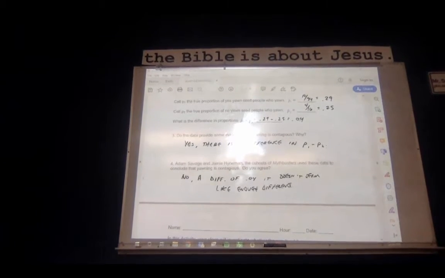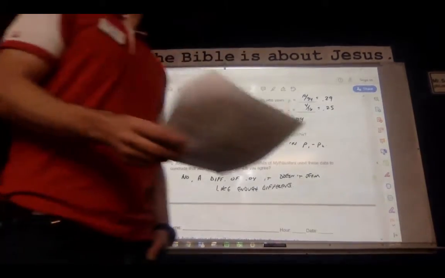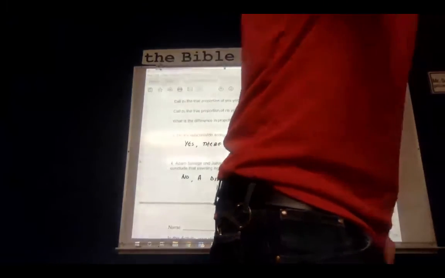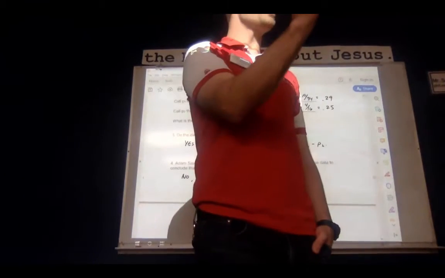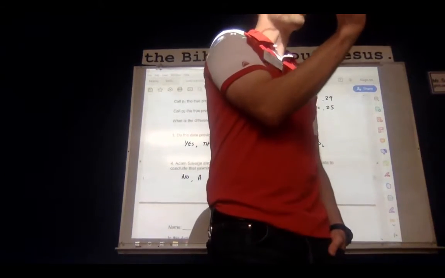The proportion of people who yawn after the group is given a yawn seed increases compared to the group that didn't receive it. Hold on, what did you just say? He said increase. Increase implies change, which implies difference.